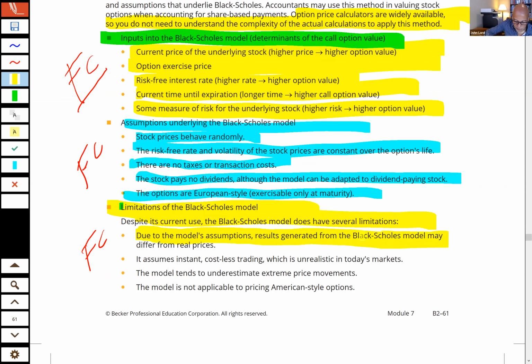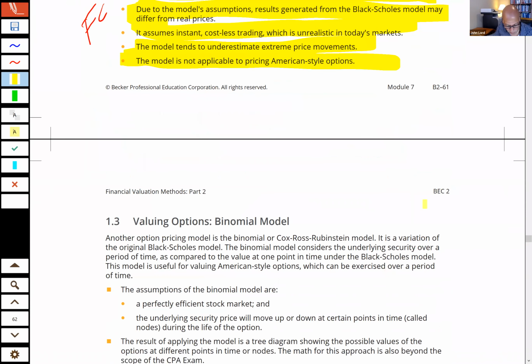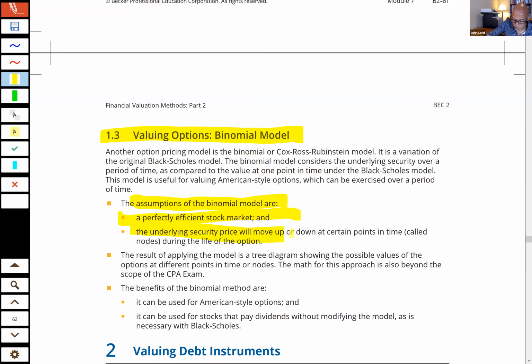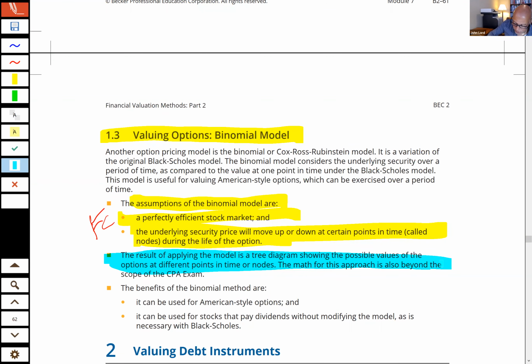Okay. So it may differ from real prices, assumes instant costless trading. The model tends to underestimate extreme price movements, and the model is not acceptable to pricing American style options. I'm not sure what an American style option is, but just flashcard that. Okay. Okay, good. Now you come over and valuing options using the binomial model. And the assumptions of the binomial model are a perfectly efficient stock market, and the underlying price will move up or down at certain points in time. Those are called nodes during the life of the option. Flashcard that.